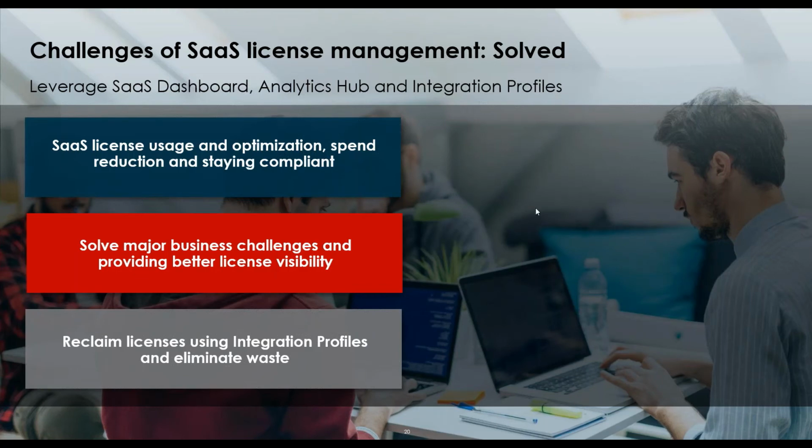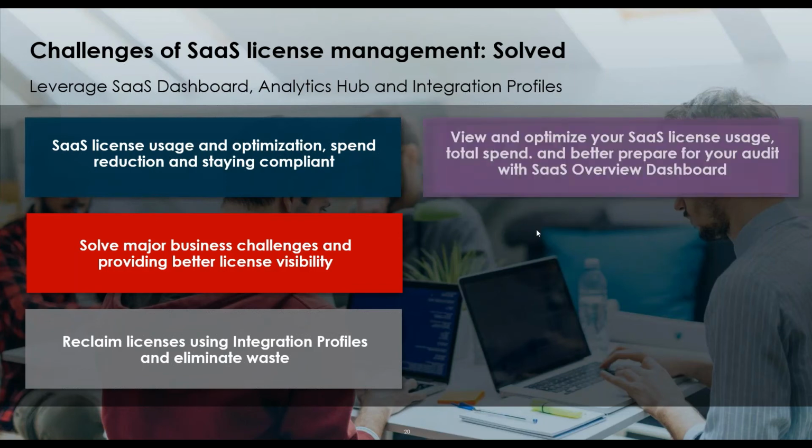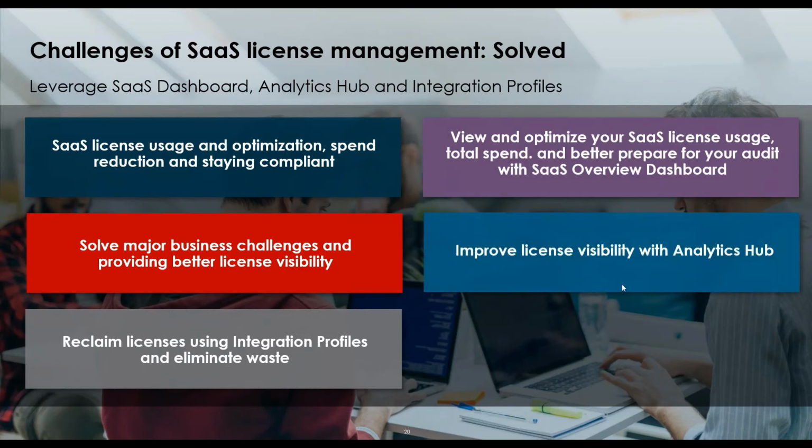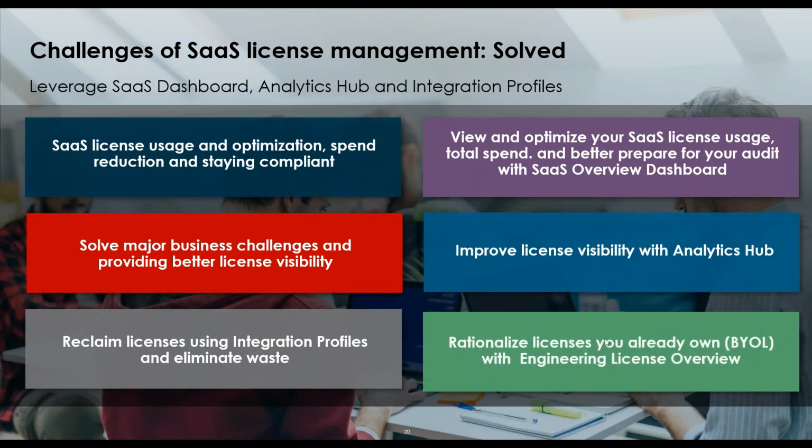Just in conclusion, we started this session by introducing some common challenges of SaaS license management, and those included usage and optimization for SaaS license, spend reduction and compliance, also some of the business challenges coupled with better visibility of SaaS licensing, and license reclamation via integration profiles and waste. And we address these challenges with the ServiceNow solutions that include use of the ServiceNow SaaS overview dashboard to both view and optimize your SaaS usage, spend, and better be prepared for your next audit. We also use the Analytics Hub to improve license visibility. And for Bring Your Own License, or BYOL, we use the Engineering License Overview to help rationalize licenses that you already own.